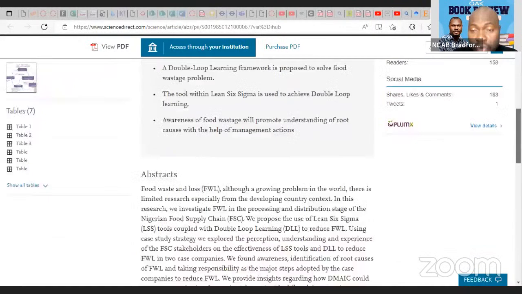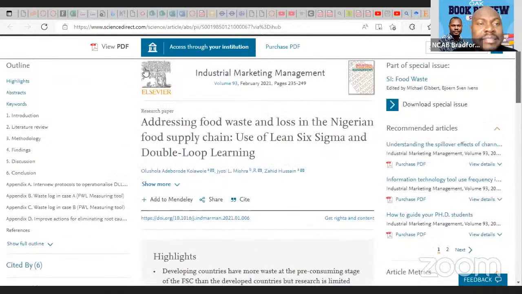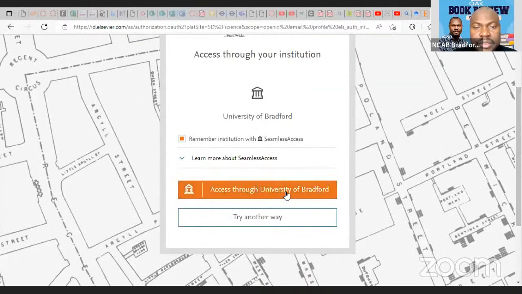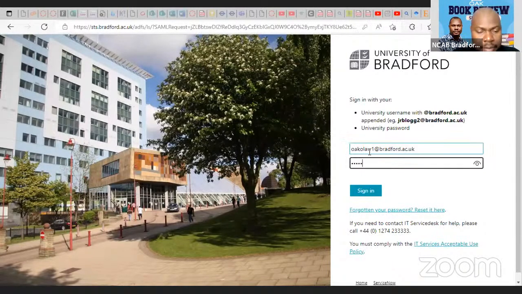Guys, I want to show you the structure I've been talking about, but I don't think I've got access unless I go to University of Bradford. Let me see if I have access to that. Sorry, I just want to show you that paper, and you will see the structure.